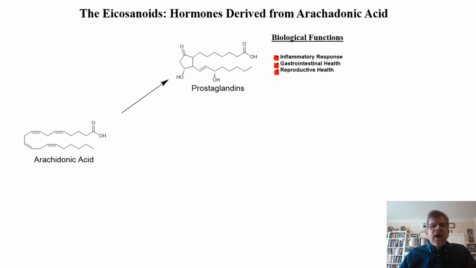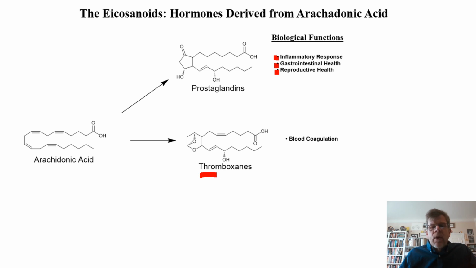The second eicosanoid we're going to be looking at, that hormone derived from arachidonic acid, are known collectively again as the thromboxanes.